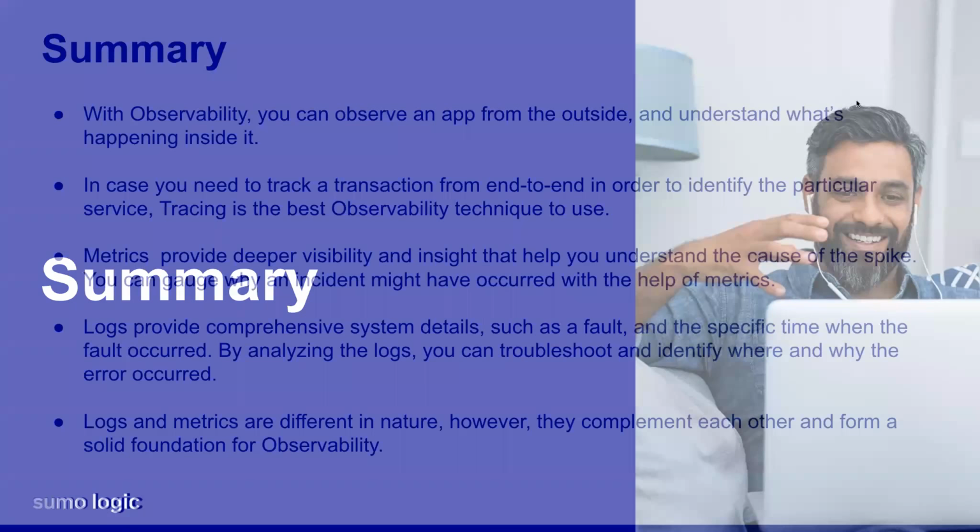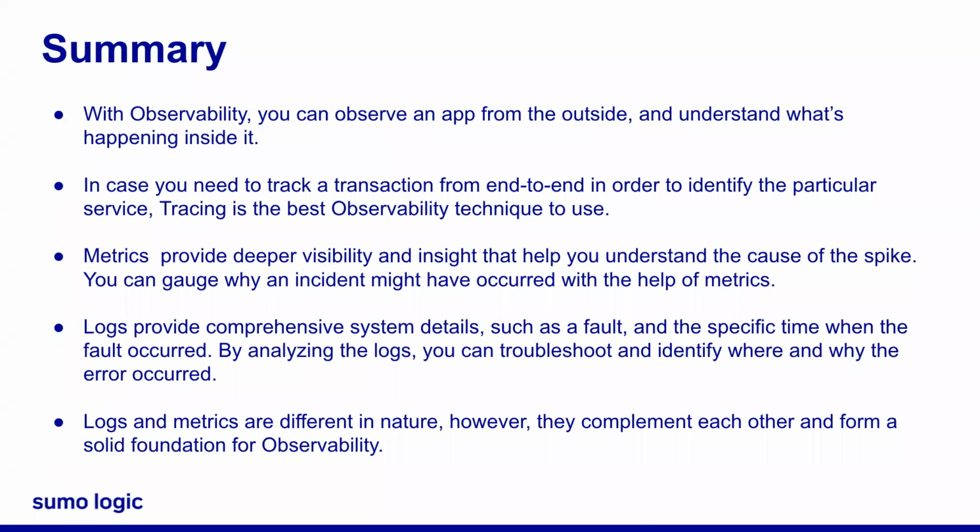But summary for the group. As discussed here, with observability, you can certainly observe an app from the outside and understand what's happening inside it. In case you need to track a transaction from end to end, you can do so in order to identify a particular service that was not functioning and what led to the unsuccessful transaction, and tracing is really going to be a great way to do that.